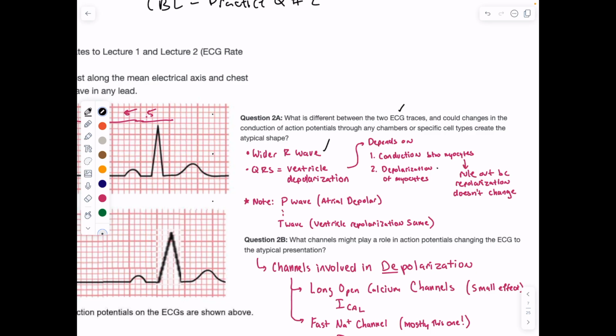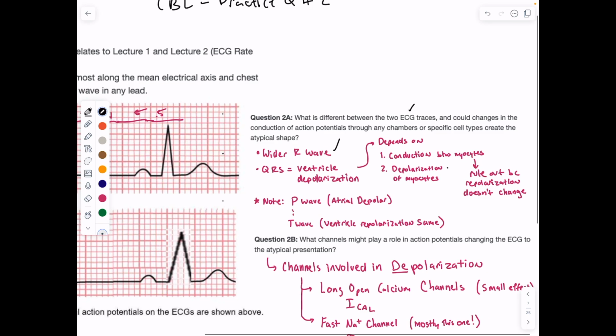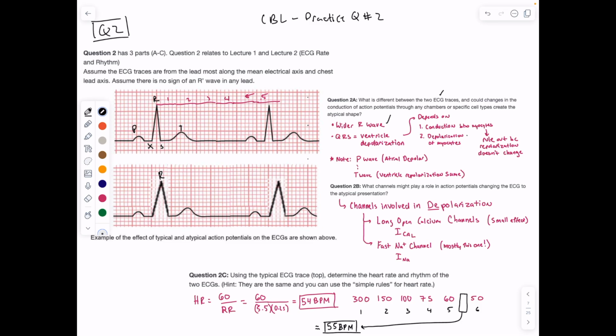And so the question is, could changes in the conduction of action potentials through any of the chambers or specific cell types create the atypical shape? Well, this is where we get to kind of a tricky thing. Conduction has to do with the intercalated discs between the myocytes. QRS is the ventricular depolarization, but the T is ventricular repolarization. We can see that ventricular repolarization stays the same, but this is also dependent on conduction. So the fact that ventricular repolarization stays the same allows us to rule out conduction as a cause. Therefore, what affects depolarization of myocytes?